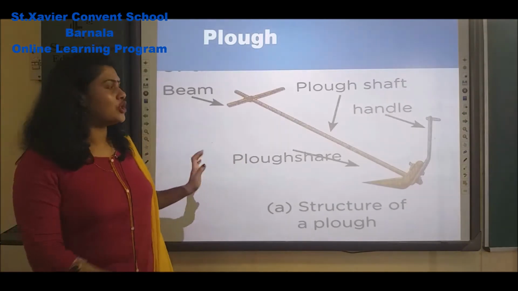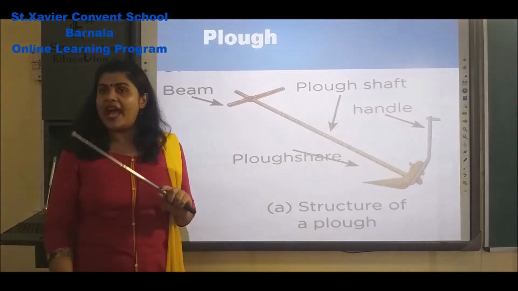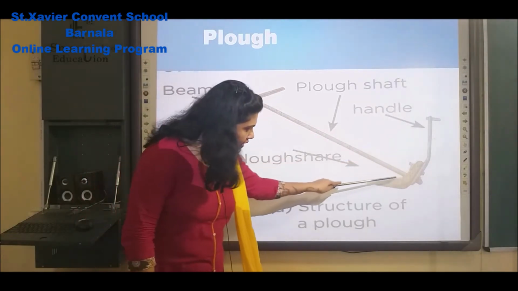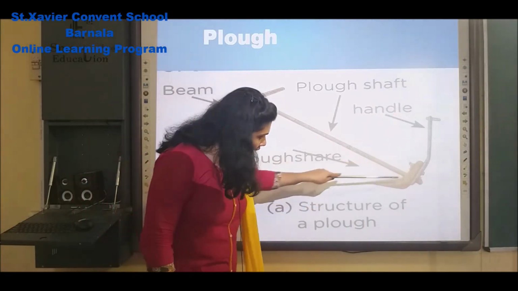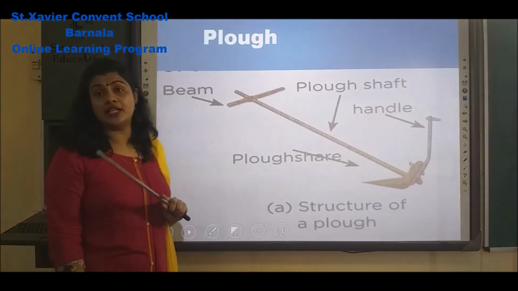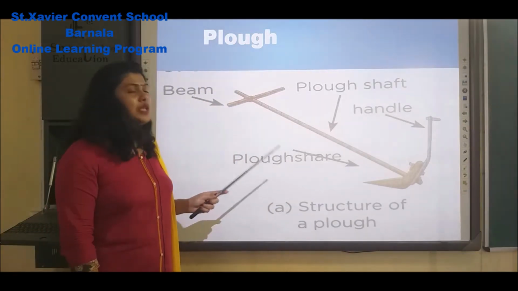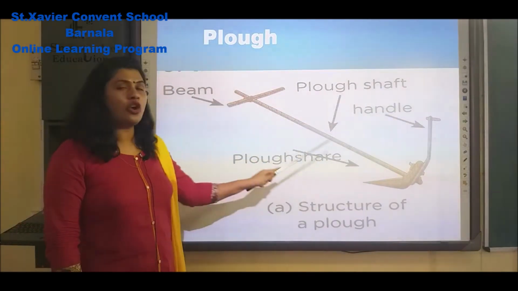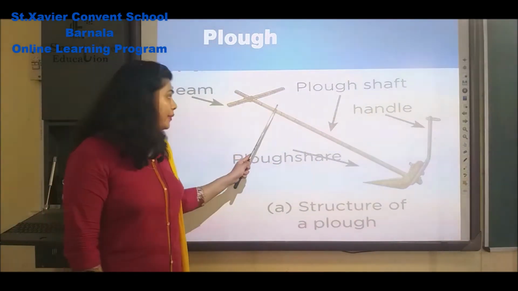It contains a strong triangular iron strip called a plowshare. Here you can see a strong triangular shaped iron strip that is known as plowshare. The main part of this plow is a long log of wood which is called a plow shaft.